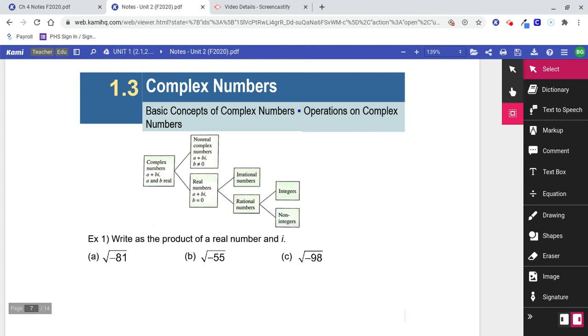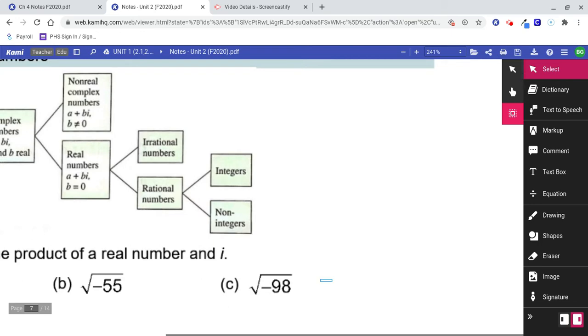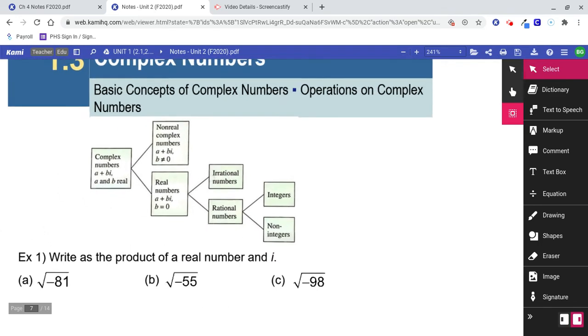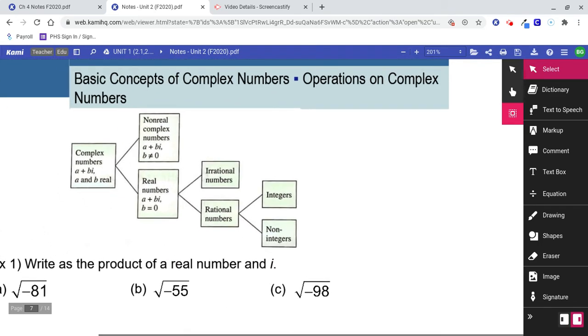1.3 complex numbers. We're basically talking about imaginaries. So we mostly talk about real numbers in math, but now we're talking about imaginaries. So you can see kind of how it breaks down. Complex numbers, a plus bi. That's what it's going to look like a lot of the times.